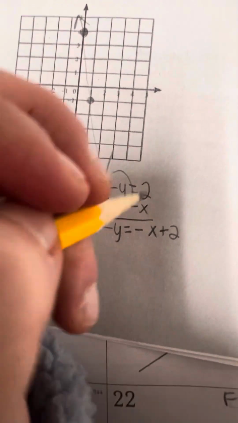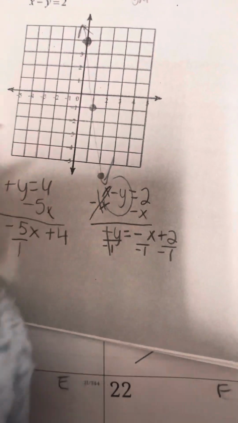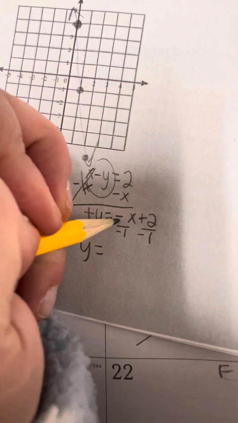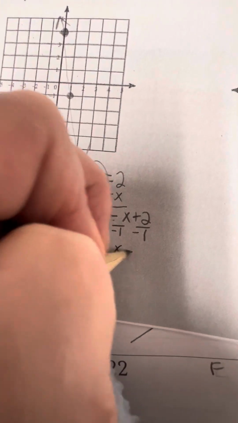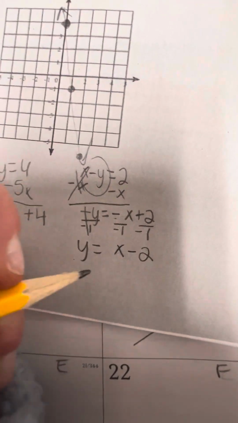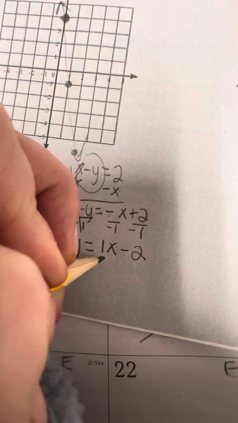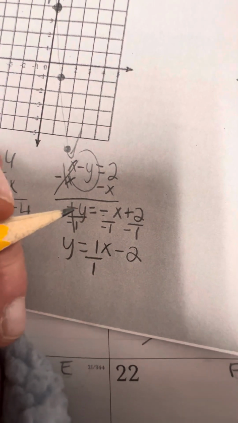And then we want to get that y positive, so I need to divide everything by a negative 1, which is essentially just changing the signs on everything. y equals that negative x is now a positive x, and that plus 2 is now a negative 2. Now there is no number in front of this x, so that means that it's 1. If I want to make it into fraction form so I know how to move on my graph, I'm going to put it over 1.